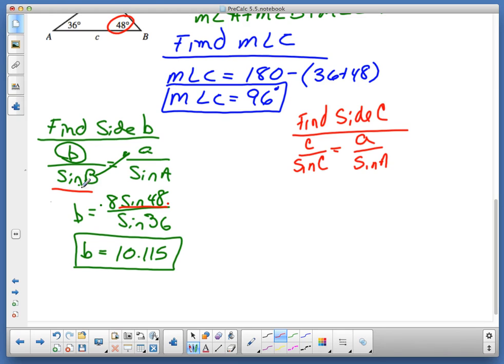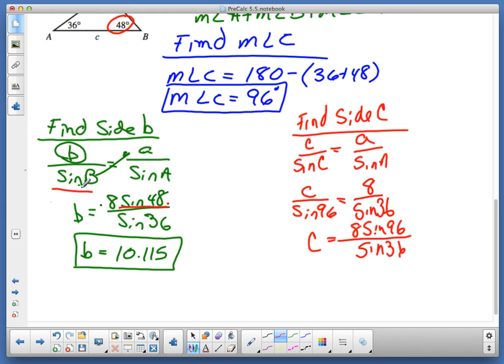And I'm going to do the same thing on this other side. We already know that C is 96, so I'm just going to pop it in there. C over sine of 96 is equal to A, which is 8, over sine of A, sine of 36. Now I'm going to multiply both sides by sine of 96, and C is equal to 8 sine of 96 over sine of 36. Okay, and I'm just going to pop it in my calculator, and I get 13.536.